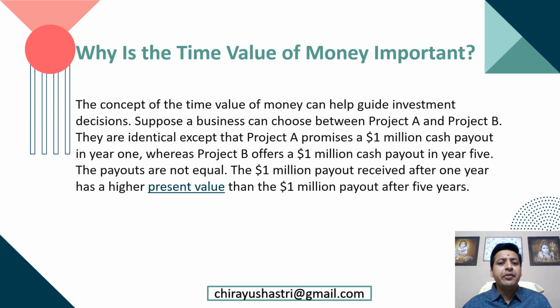Like the example I have taken: suppose a business can choose between project A and project B. They are identical, except that project A promises a 1 million cash payout in year 1, whereas project B offers a 1 million cash payout in year 5. So the payouts are not equal. Say you are buying Apple and will get 1 million in 1 year, or buying Samsung and will get 1 million in 5 years. The 1 million payout received after 1 year has a higher present value than the 1 million payout after 5 years. That is correct.